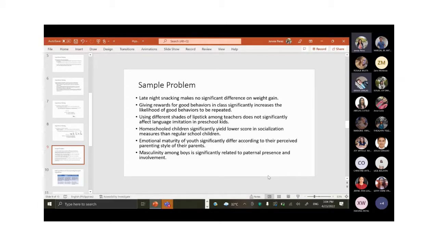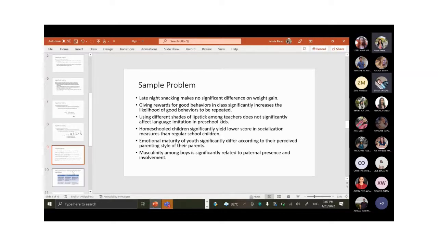Okay, if you were the researcher of this topic, how would you do this? Paano mo gagawin ang research in order to test that claim that late night snacking makes no significant difference on weight gain? Doc, actual process po ba of testing or proving the hypothesis po? Oo, yung research, paano mo gagawin to? Okay po. Try ko lang po, Doc.